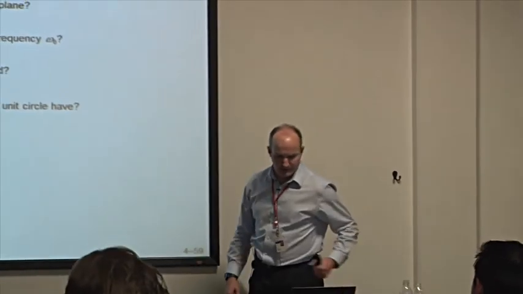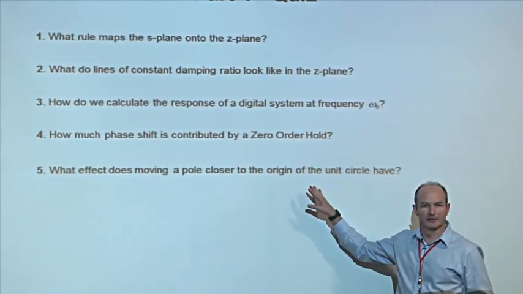What effect does moving a pole closer to the origin of the unit circle have?